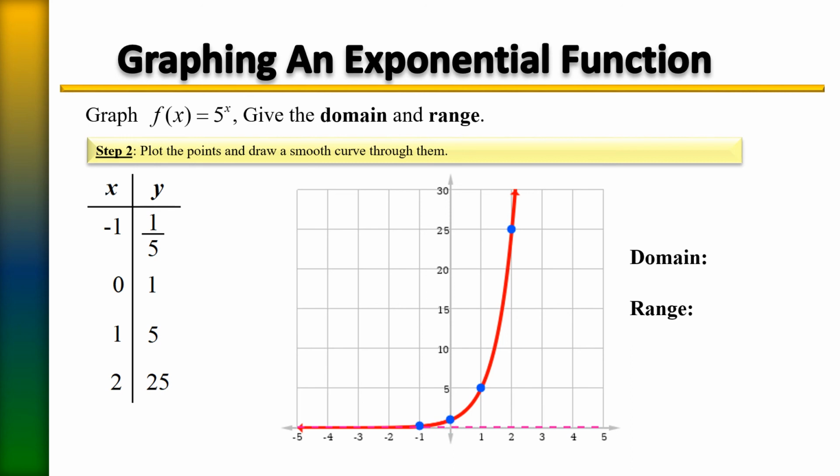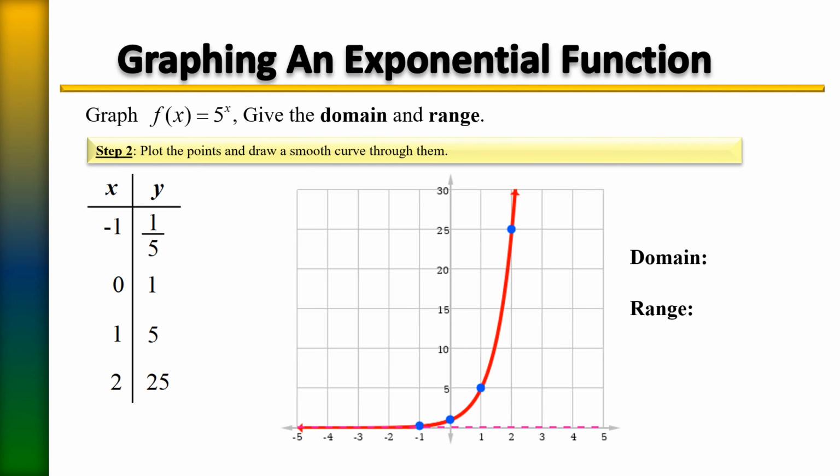And by the way, this graph is in increments of 5, and the reason why is because that was the only way we were going to be able to capture that big y value of 25. So next, over 1 and up 5, and then the other point over 2 and up 25. There you have it. We have our graph.